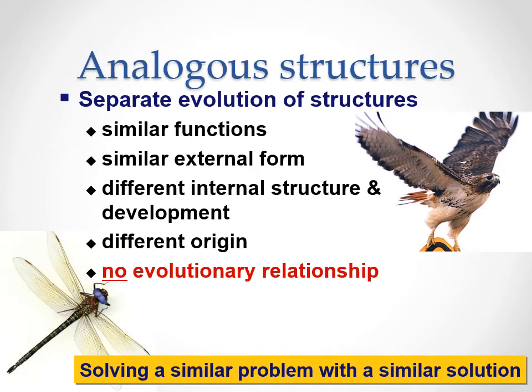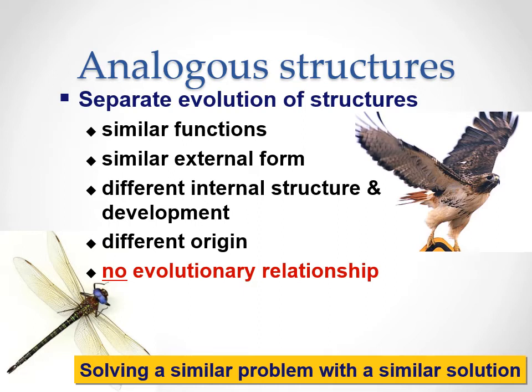Analogous structures. These are separate evolutions of structures. So they have a similar function. For example, the dragonfly and the bird and a bat, their function is to fly. They have a similar external form. Now, if we were to look at all of them, they all have a very similar form, but they have different internal structure and development.